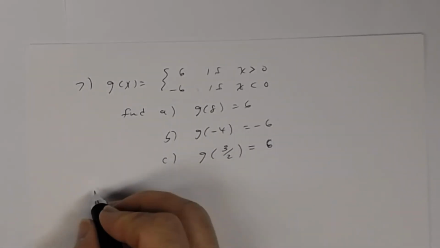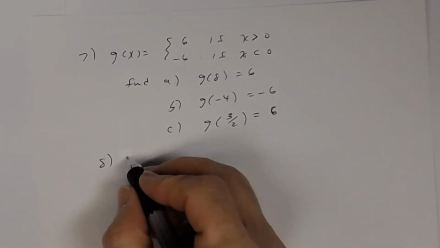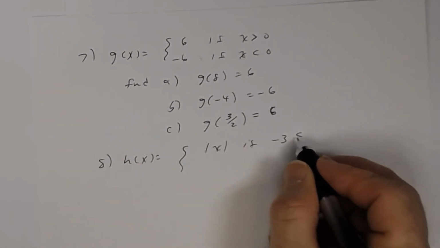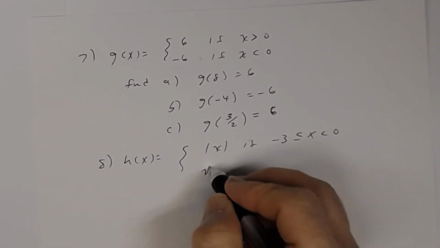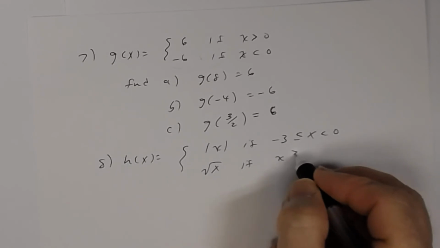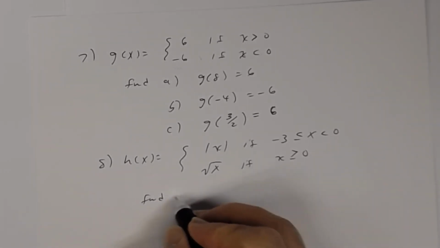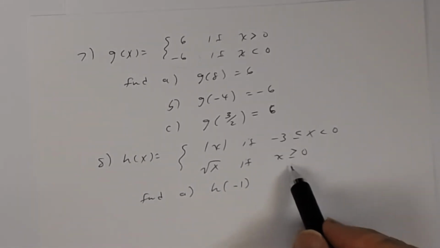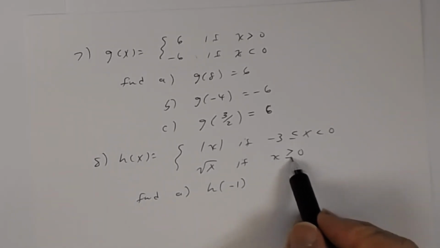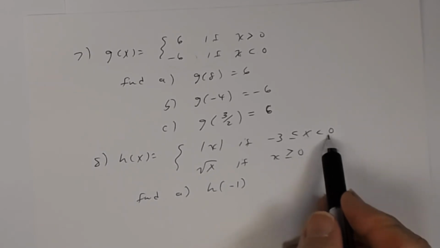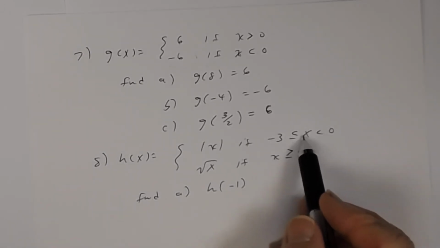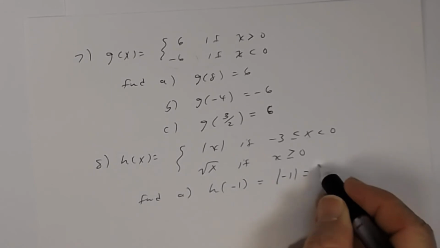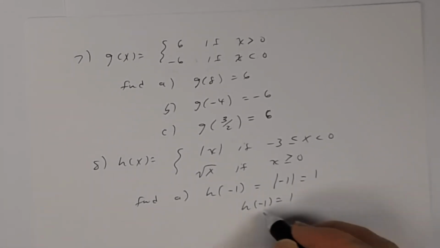Okay? All right. Number 8, suppose we had h of x is equal to the absolute value of x if negative 3 is less than or equal to x is less than 0, and then the square root of x if x is greater than or equal to 0. So let's say you want to find h of negative 1. So you got to determine which one you're going to use. You know you're not going to use this one because is negative 1 greater than or equal to 0? No. So it's this one because negative 1 is less than 0 and negative 3 is less than or equal to negative 1. So we're going to use the absolute value of x. So this becomes the absolute value of negative 1, and the absolute value of negative 1 is positive 1. So h of negative 1 is equal to positive 1.